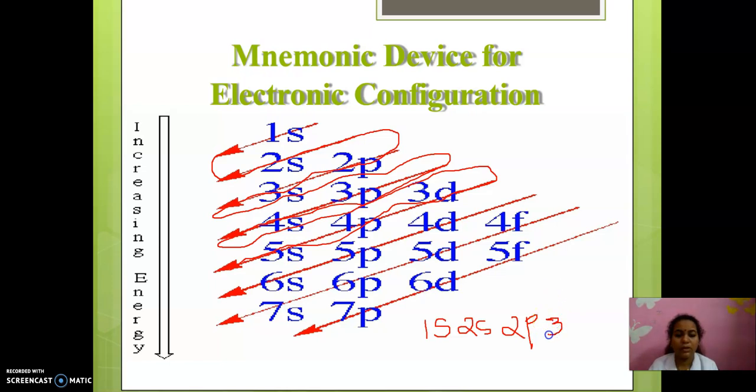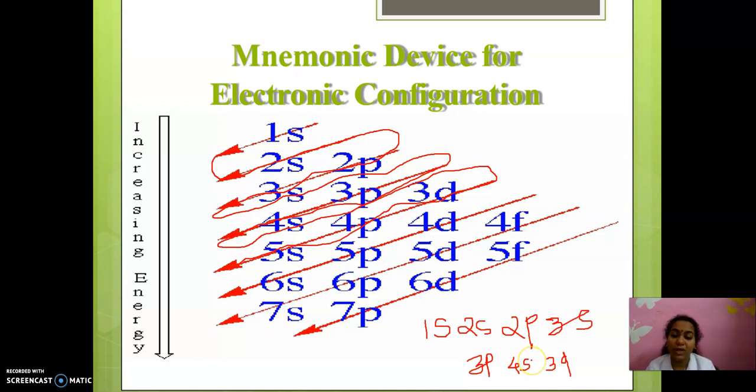P, 3s, 3p, 4s, 3d. Okay, so this way we have to write. So you have to study this electronic configuration by this method. You have to remember this. So it is very important.